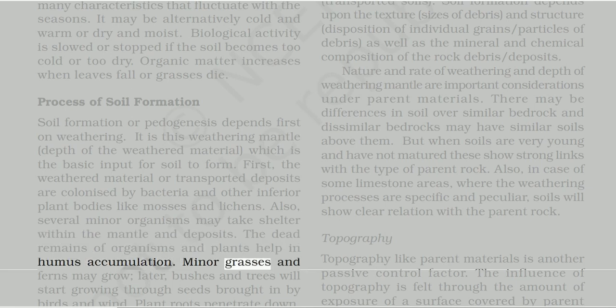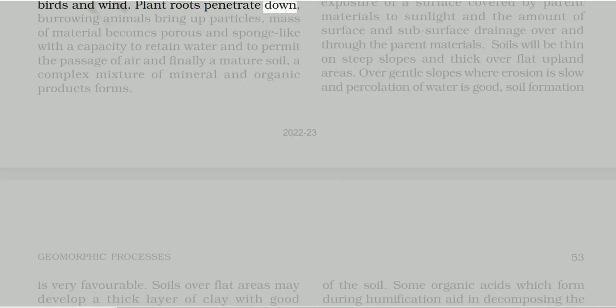Minor grasses and ferns may grow. Later, bushes and trees will start growing through seeds brought in by birds and wind. Plant roots penetrate down. Burrowing animals bring up particles. Mass of material becomes porous and sponge-like with a capacity to retain water and to permit the passage of air, and finally a mature soil, a complex mixture of mineral and organic products, forms.